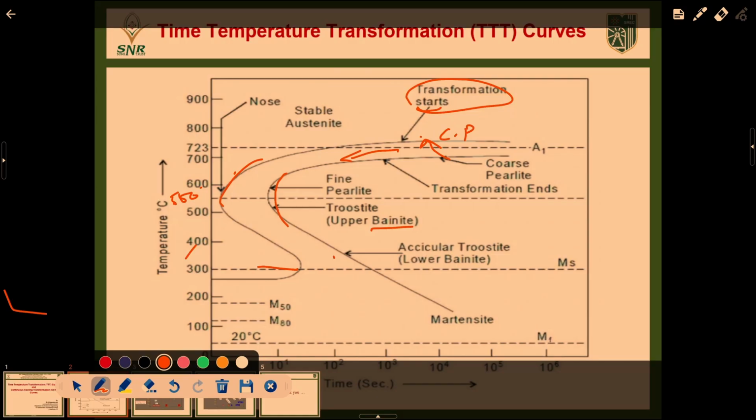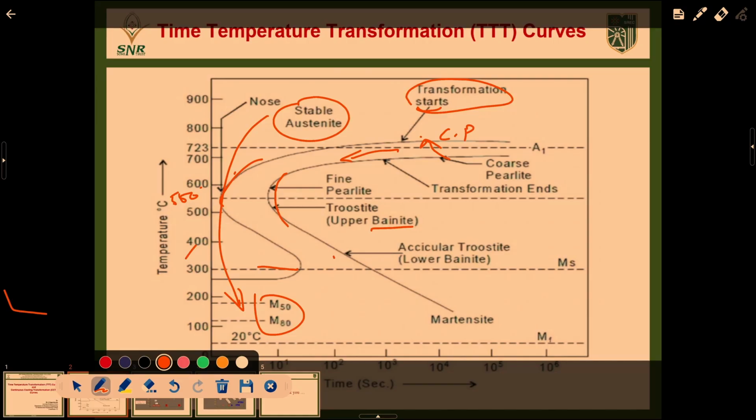From this time temperature transformation diagram, we can easily understand how the microstructure varies at each temperature. Around 900, stable austenite is there. Below 100 centigrade, martensite is there. If you heat your material in a heat treatment process and immediately do a quenching process, austenite is transferred to martensite. With sudden cooling, austenite is transferred to martensite.